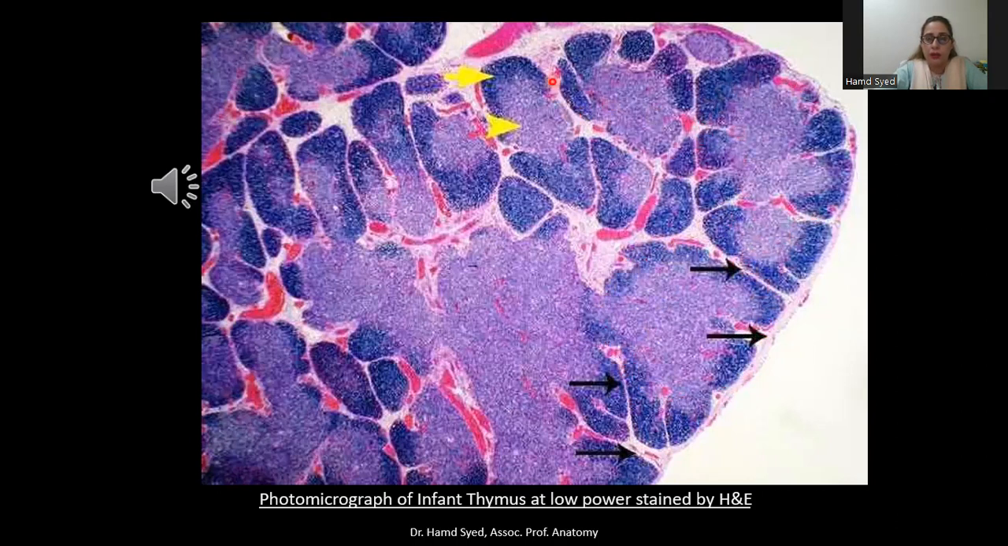If we look at a single lobule, we can see the outer area is stained darker in comparison to the inner part, which is stained lighter. The outer part is stained darker because it has a larger density or concentration of lymphocytes and lymphoblasts. This is the area known as the cortex, indicated by the yellow arrowhead above, whereas the yellow arrowhead below is pointing towards the medulla, which is the inner lighter stained area.